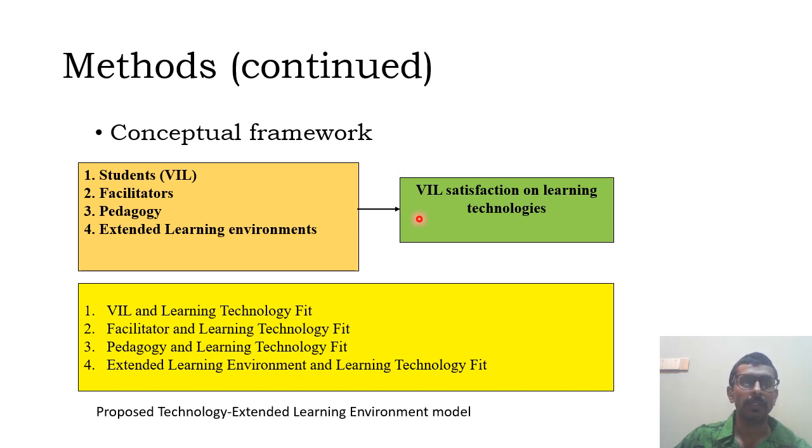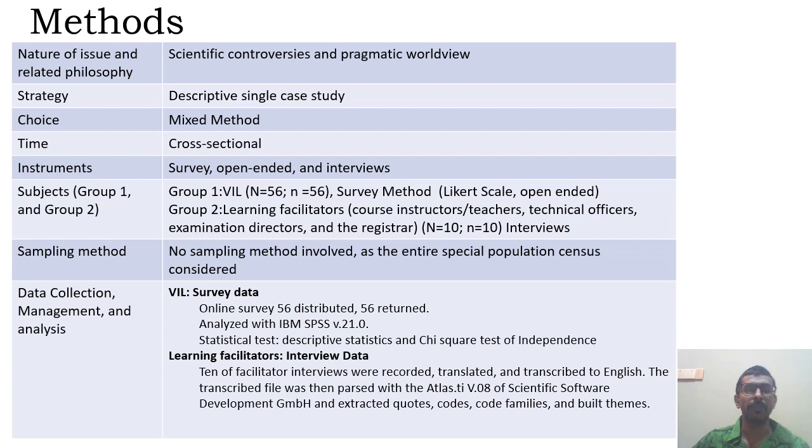Then we understood visual impaired learners and learning technology fit, facilitator and learning technology fit, pedagogy and learning technology fit, extended learning environment and learning technology fit. These four factors will act as moderating factors to the association of these two predictive and outcome variables. So this is simply the conceptual framework.